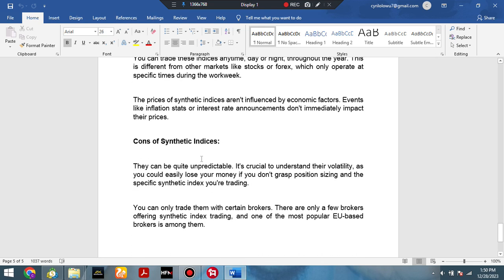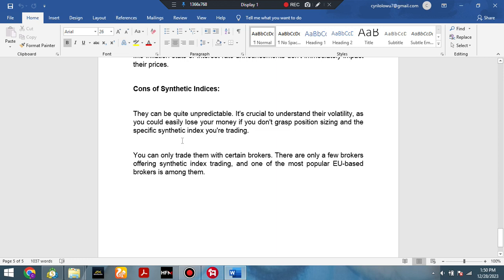Then the cons of synthetic indices, they can be quite unpredictable. Yes, it is crucial to understand their volatility as you could easily lose your money if you don't grasp position sizing and the specific synthetic indices you are trading. Then secondly, you can only trade them with certain brokers. There are only a few brokers offering synthetic indices trading, and one of the most popular EU-based brokers is among them. So these are what you should just know about synthetic indices.